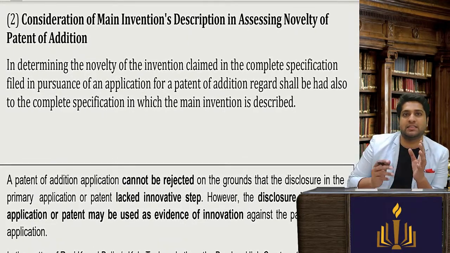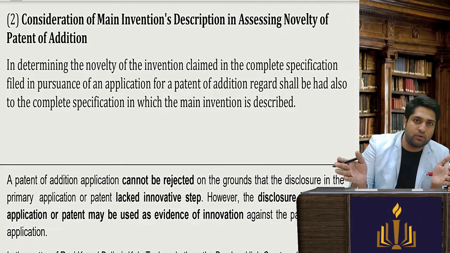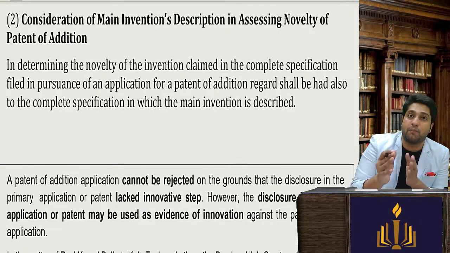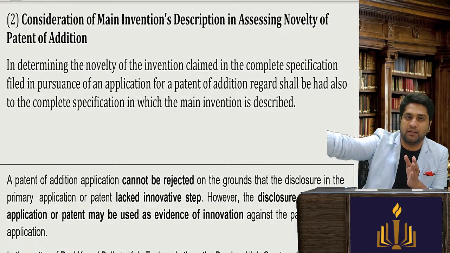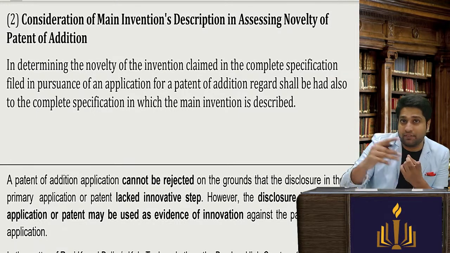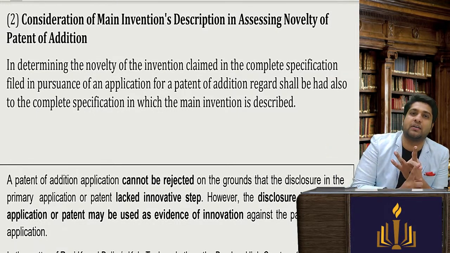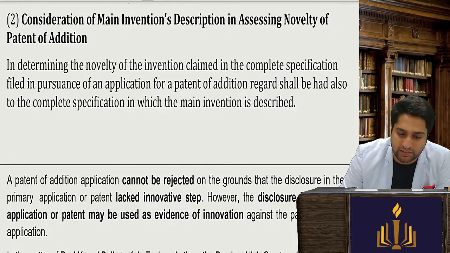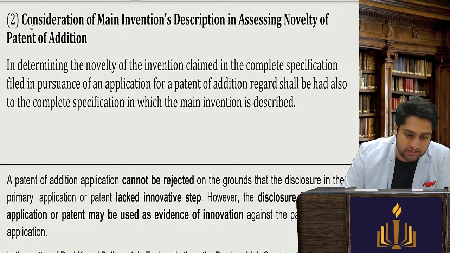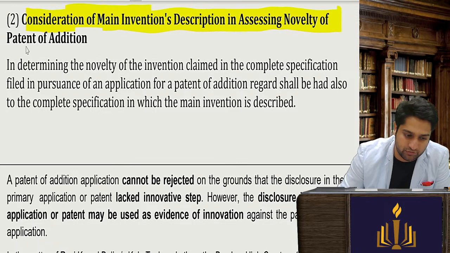Because what is happening is, if you're not getting a fresh period, you're getting only that much time period. But if I want, then I go ahead and file a separate invention. If it is a separate invention, then you will get a larger validity period, 20 years again. So, consideration of the main invention's description in assessing the novelty of the patent of addition.